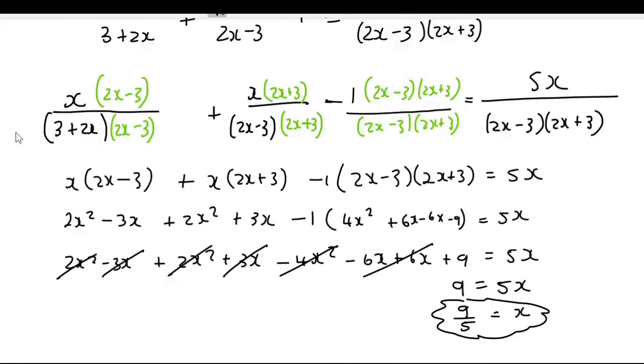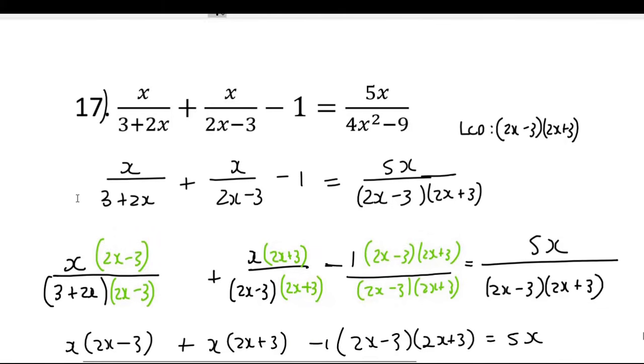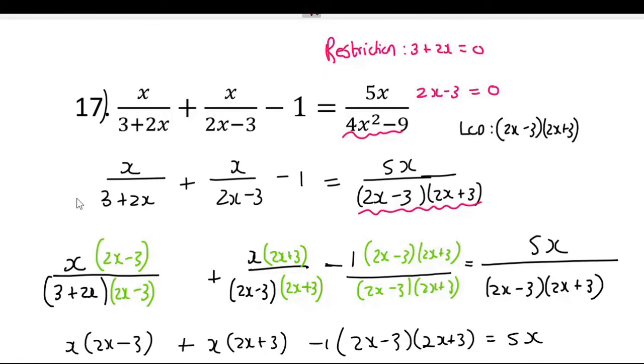But something I forgot to do in the beginning was to look at the different restrictions. Now remember, a restriction is where your denominator is not allowed to be 0. So the restrictions that we should have had here was that 3 plus 2x should not equal 0. And also 2x minus 3 must not equal 0. I don't have to worry about this one because that one is actually this over here. And we are already taking care of it with these two.